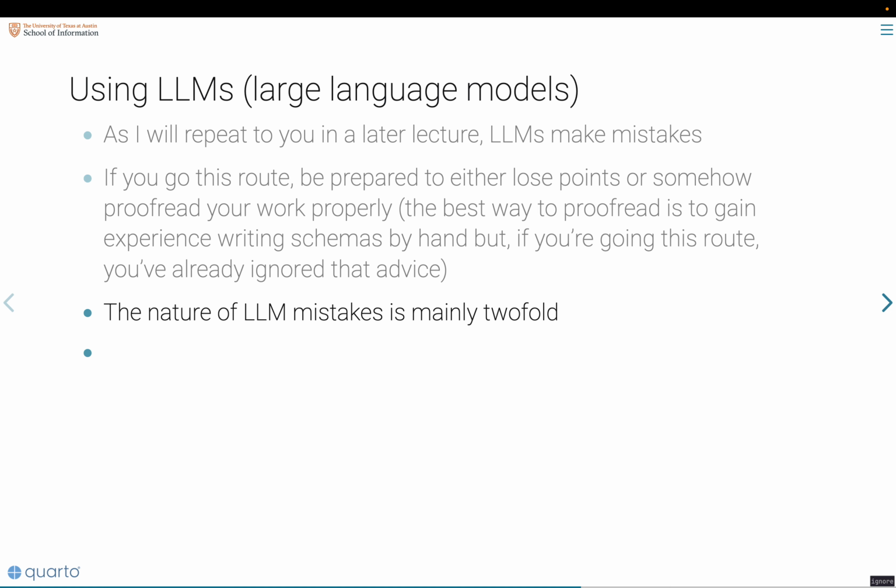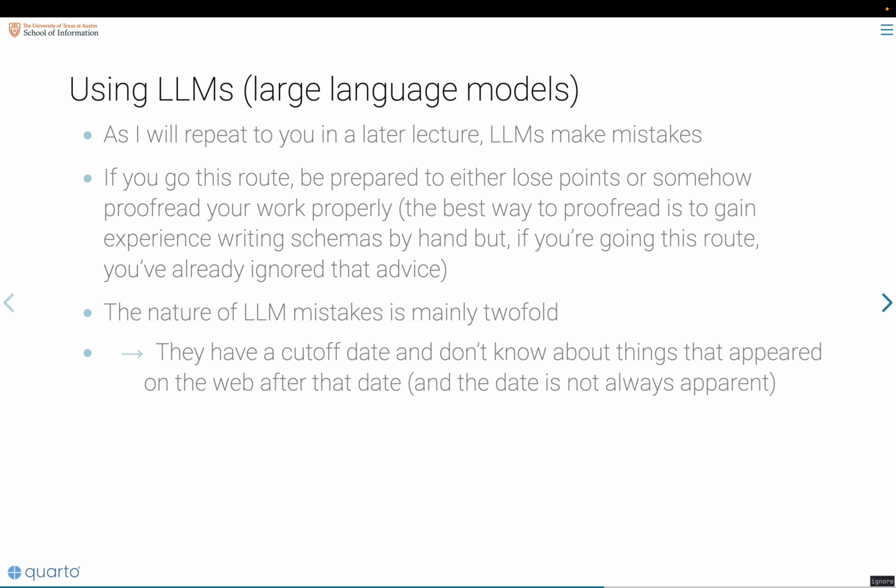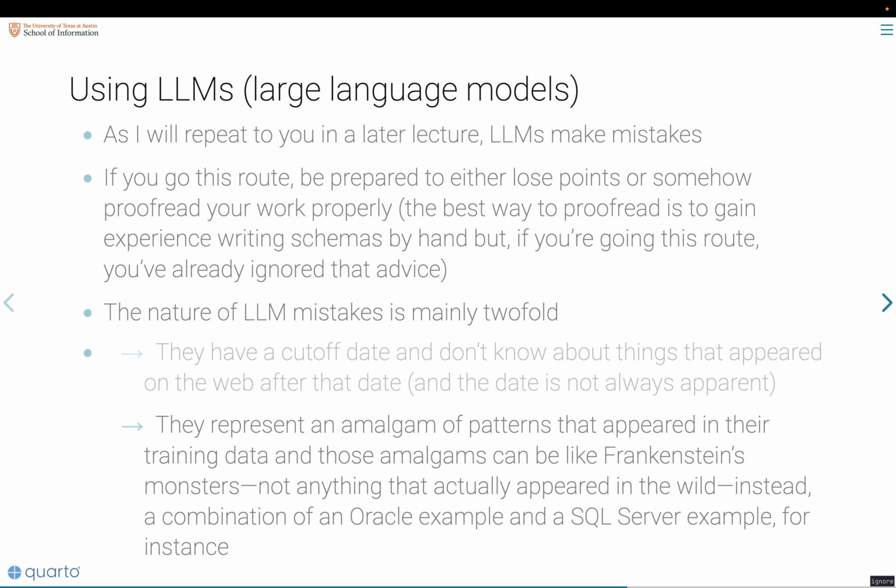So the nature of LLM mistakes is mainly twofold. This isn't everything, but this is most of the things. They have a cutoff date, and they don't know about things that appeared on the web after that date. So, for example, SQLite is always being advanced. There are new versions of it coming out, and one came out I think yesterday or the day before yesterday, something like that. And so there are little changes that the LLM doesn't know about. And the date of the LLM cutoff is not always obvious.